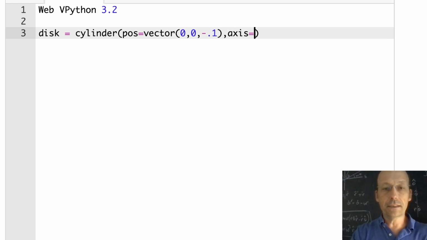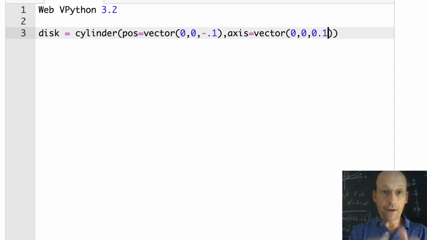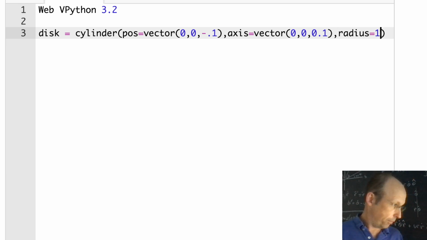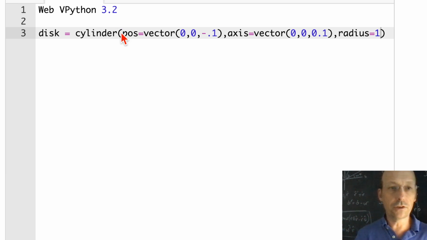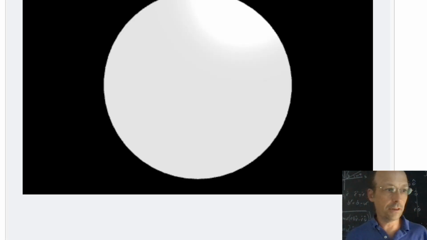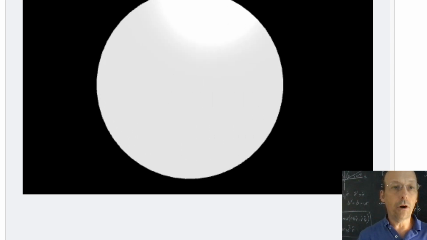And then the axis is going to be vector 0, 0, 0.1. So it's going to be out that way. And then the radius is going to be equal to 1. Is that what I did before? I think I did a radius of 1. Yep. Okay. Let's just run that. Make sure it's working. Okay, so there's my disk, and I can rotate it around. Now let's make a ball.